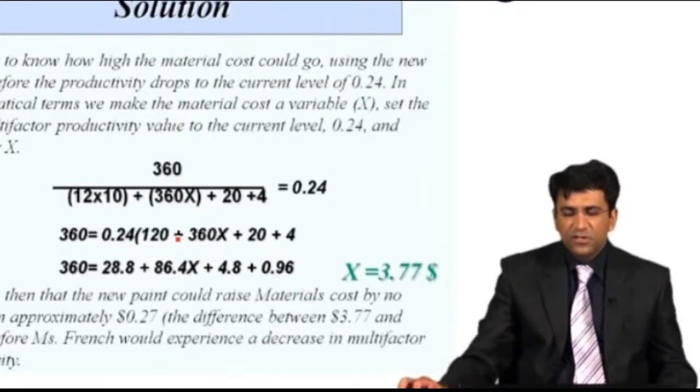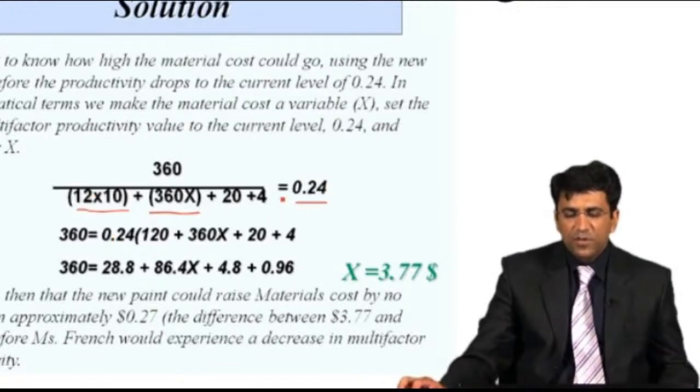So this is the case, students. You can see that this is the output, that is 360 with the new paint. This is our labor cost. This is our material cost. Now what we have supposed here, we have taken that unknown value of per unit cost as X. The total material cost will be equal to 360 multiplied by X plus 20 plus 4, and it will be equal to 0.24. And it is being provided in the example that this value of productivity should not be changed.